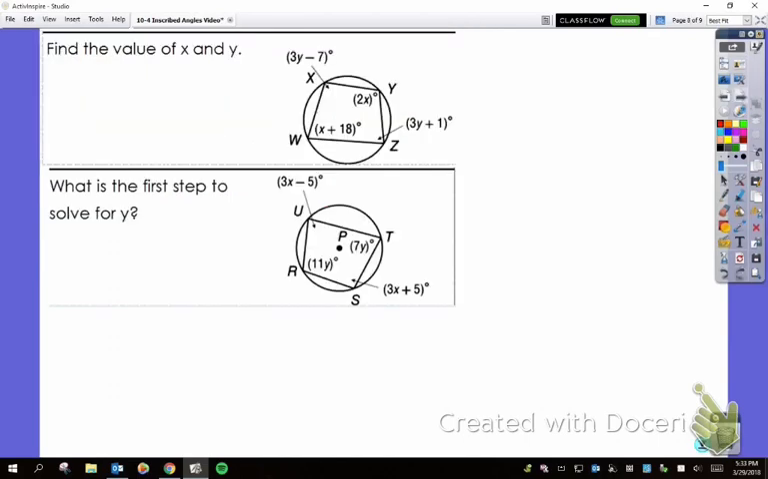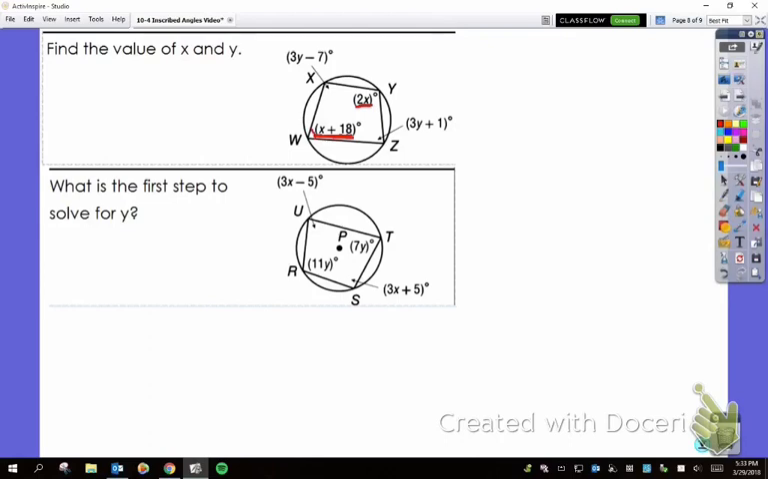Okay, when we're looking at our first example, they want us to find x and they want us to find y. So we are looking for the x and the y in the problem. So here's x plus 18, and here's our other x's, 2x.